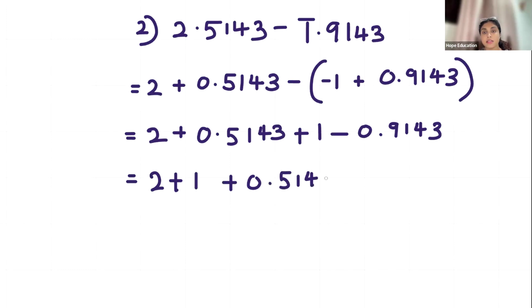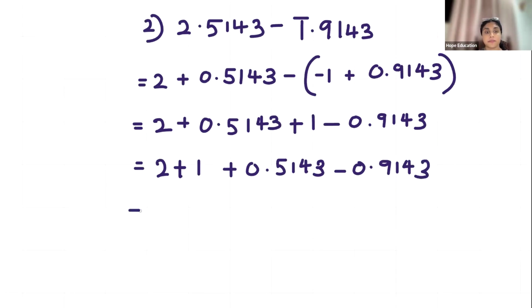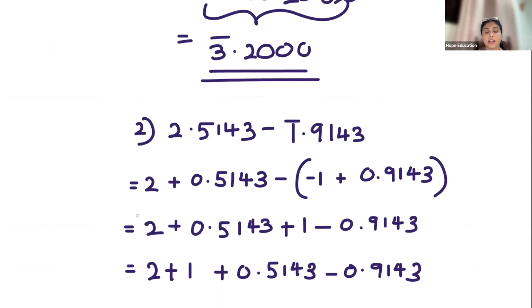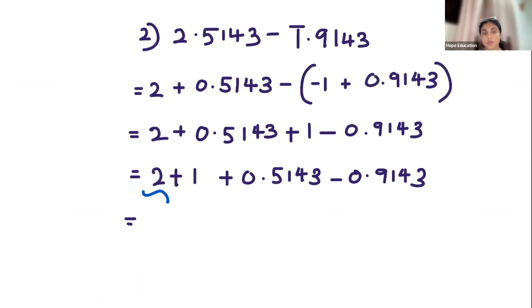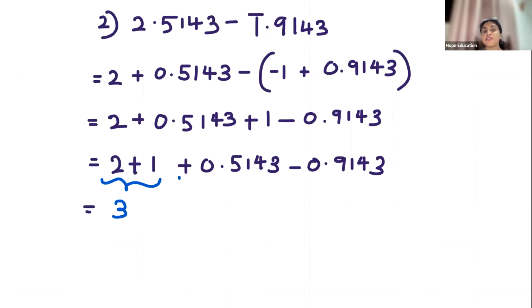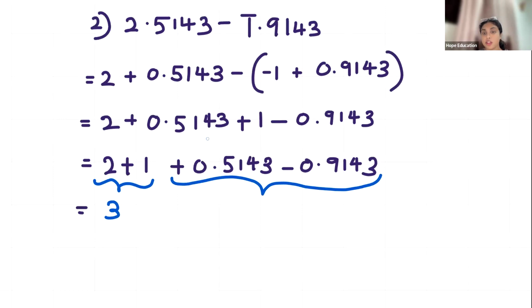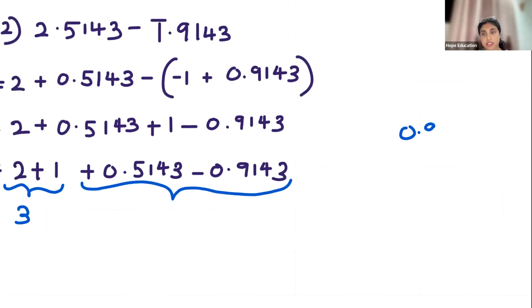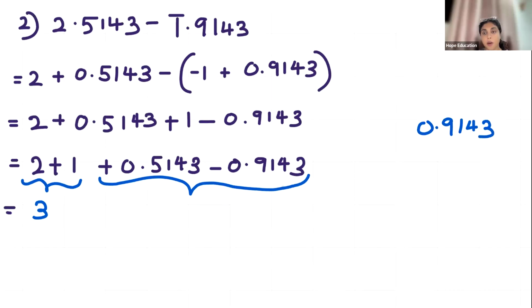0.5143 minus 0.9143. After that, we simplify them separately. Here the characteristics are 2 and 1. So 2 plus 1 is 3. Let's look at the mantissa. Plus 0.5143 minus 0.9143. Which is the big number here? 0.9143 is the big number, and 0.5143 is the small number.